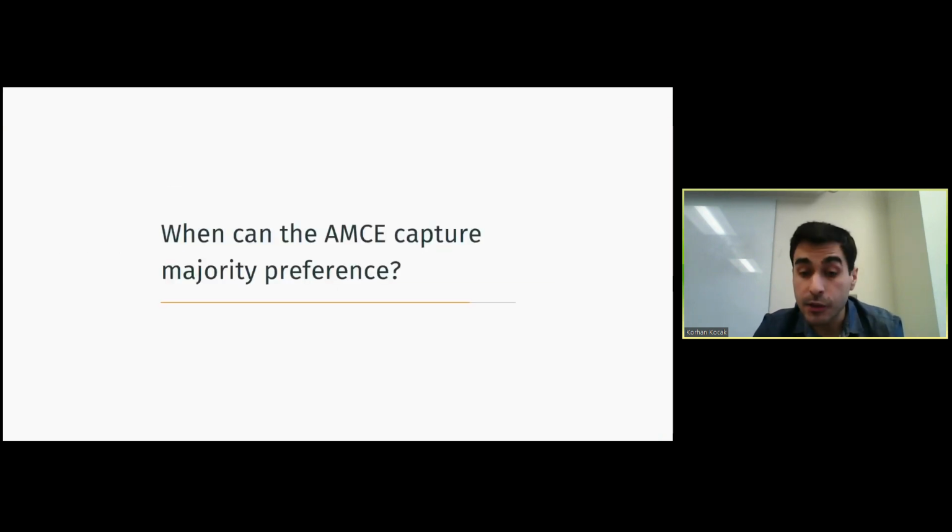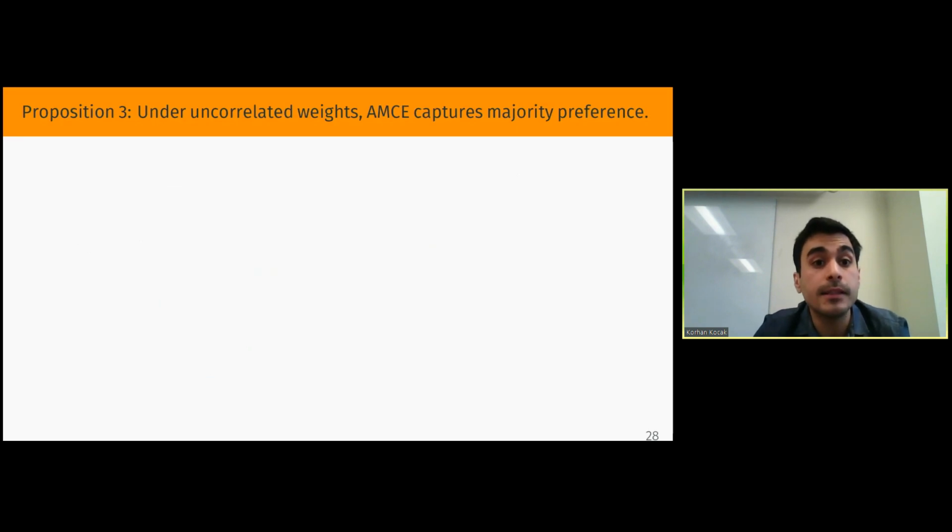Okay, so a natural next question to ask is, when can the AMCE capture a majority preference? And what we have shown is that if we're willing to assume that the preference weights and directions are uncorrelated, then we can be certain that the sign of the AMCE points towards the majority preference.